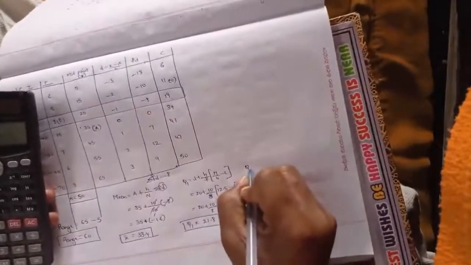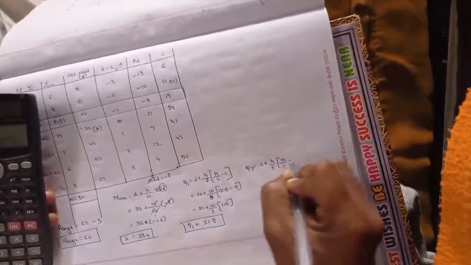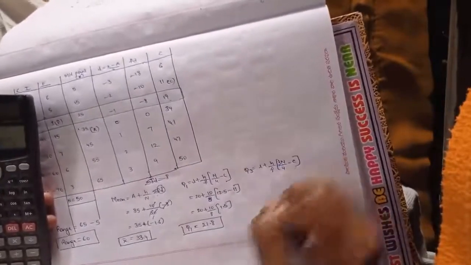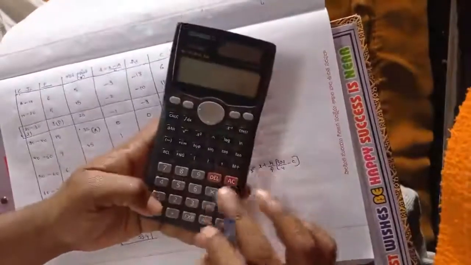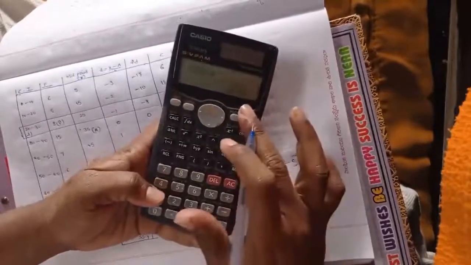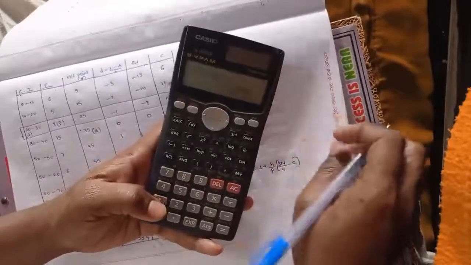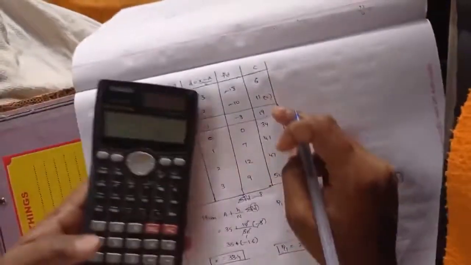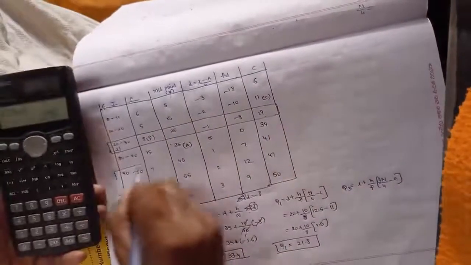So let us solve for Q3 also. Q3 is equal to L plus h by f of 3n by 4 minus c. So we have to take the median class based upon 3n by 4. What is n? 50. So 3 into 50 is 150, divided by 4 is equal to 37.5. We have to check the cumulative frequency just above 37.5 to get the median class. So it is 41. So we have to mark this column as the median class for the Q3 value.